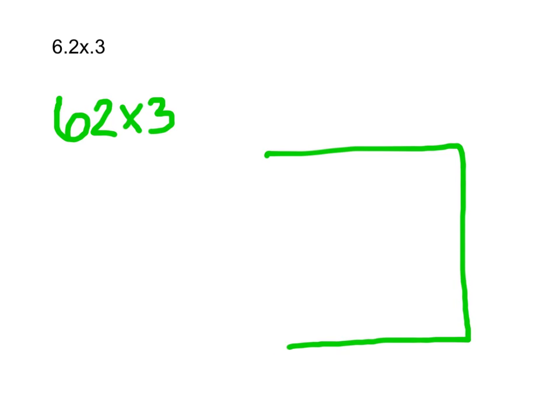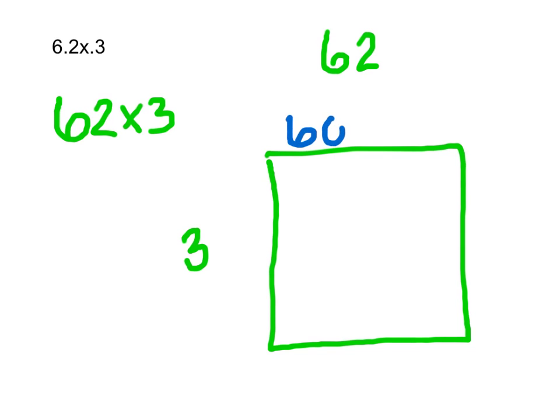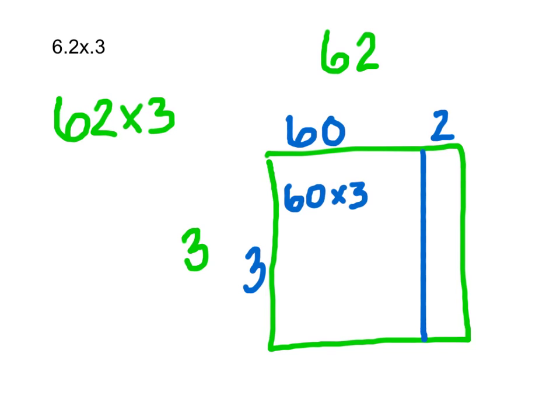My last problem, I have 6 and 2/10 times 3/10, but I'm going to think about it without the decimals, which means that I'm going to have 62 times 3. Go ahead and draw your array. Your top number is going to be 62, your side number is going to be 3. Break 62 up into smaller pieces, which would be 60 and 2. Cross it down. The 3 stays the same. Your problems are going to be 60 times 3 and then 2 times 3.